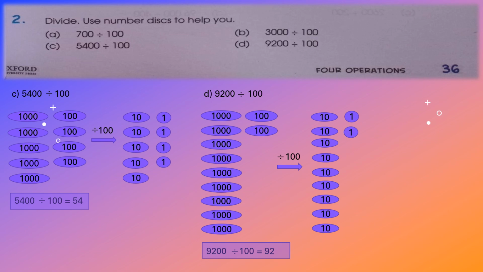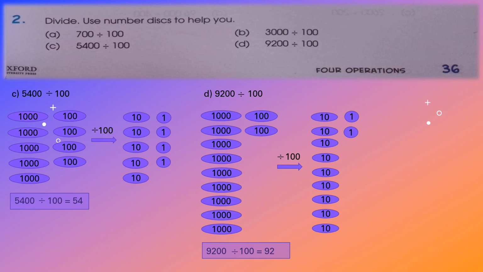In part C, we have to divide 5400 by 100. For 5400, we have 0 ones, 0 tens, 400 and 5000. So basically we have 5000 discs and 400 discs. After division by 100, we have 5 discs of 10, because 1000 divided by 100 is equal to 10, and 4 discs of 1, because 100 divided by 100 is equal to 1. So our answer is 54.